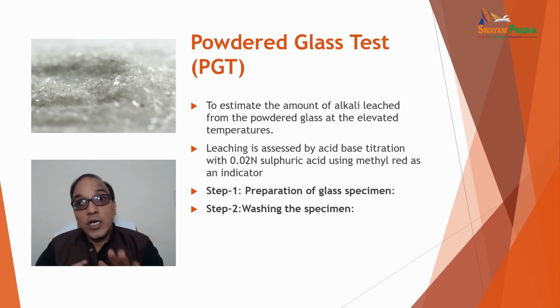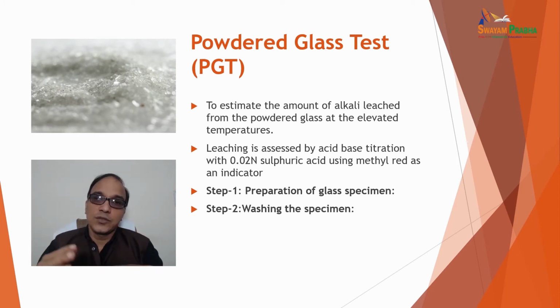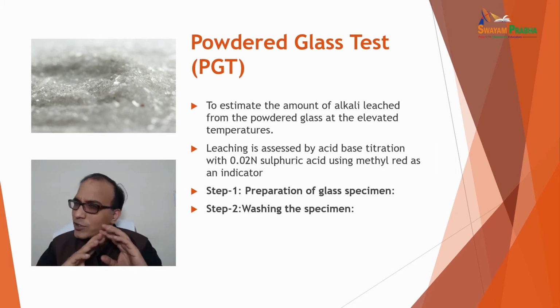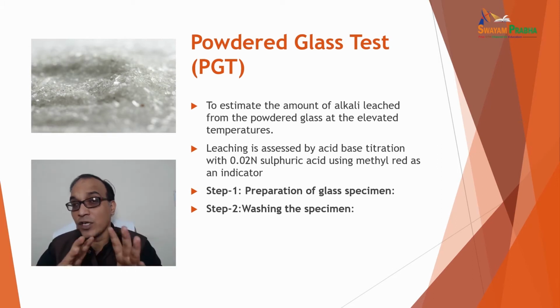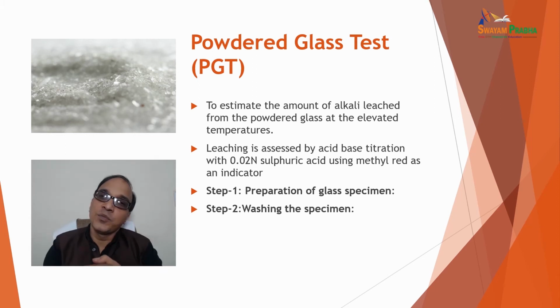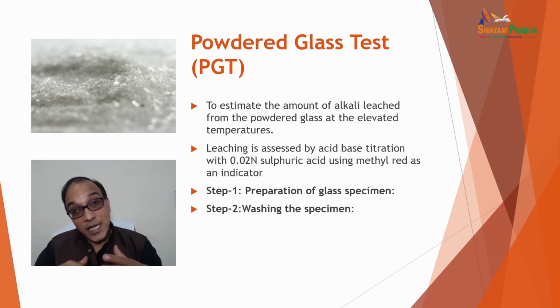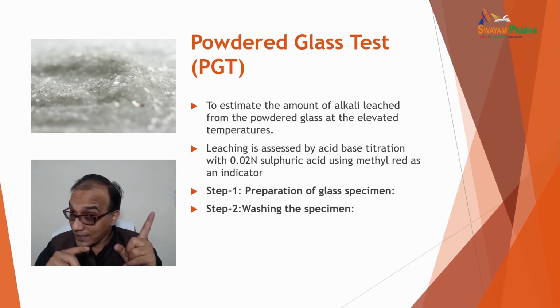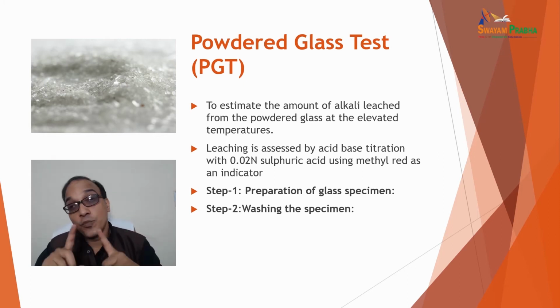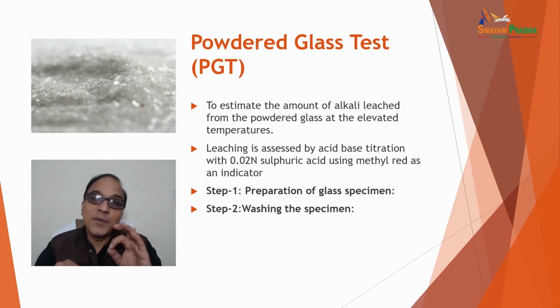Moving to the PGT, powdered glass test. To estimate the amount of alkali released from the powdered glass at elevated temperature is called the powdered glass test. We are doing the same thing as in the hydrolytic resistance test, but here we are powdering the glass. First it is crushed, powdered, and at elevated temperature the amount of alkali released is estimated. Leaching is assessed by acid-base titration. In the hydrolytic resistance it was HCl, here it is 0.02 N sulfuric acid using methyl red as an indicator.